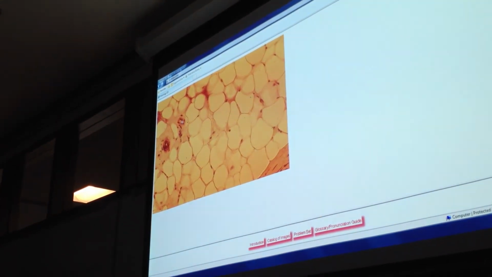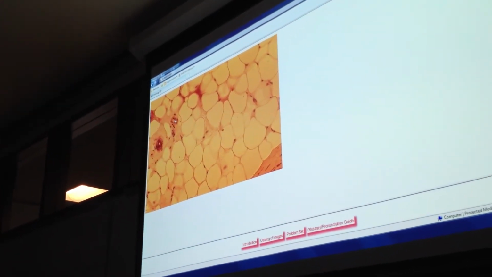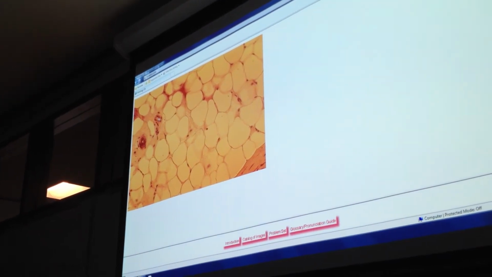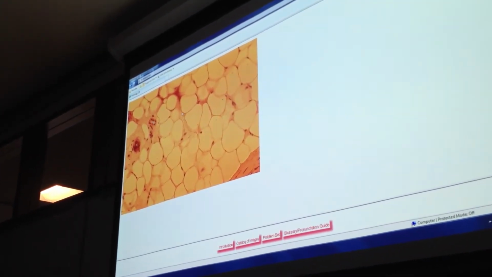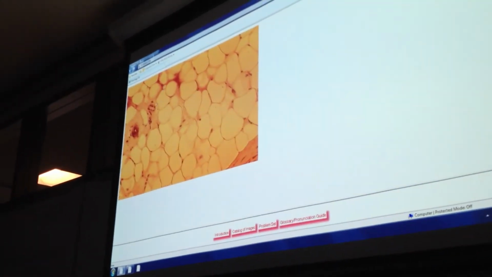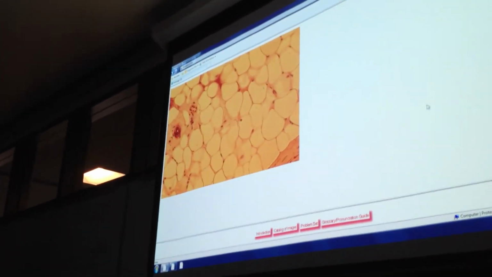Squamous. Cell arrangement. Simple. In this structure, what's another name for that? Endothelium. Remember we talked about what? In fat there are blood vessels all over the place.